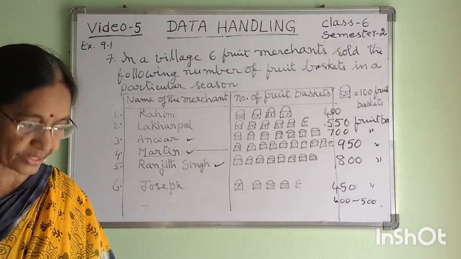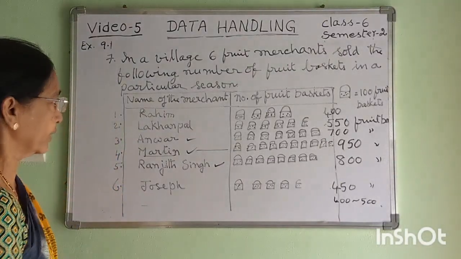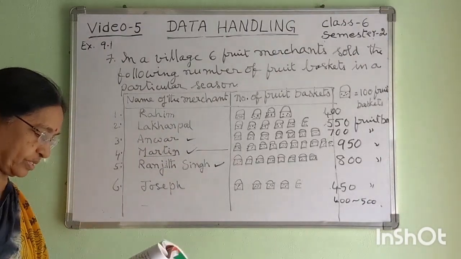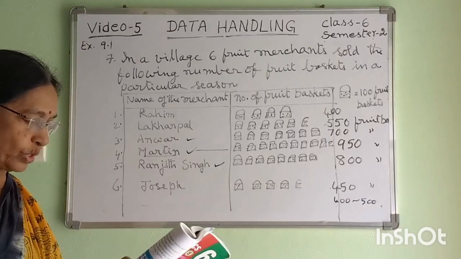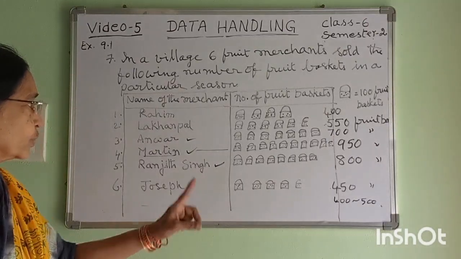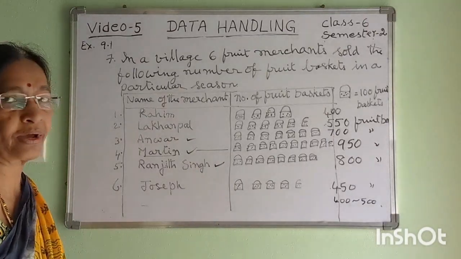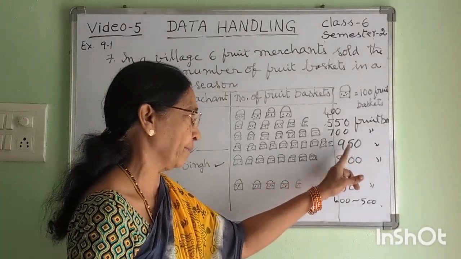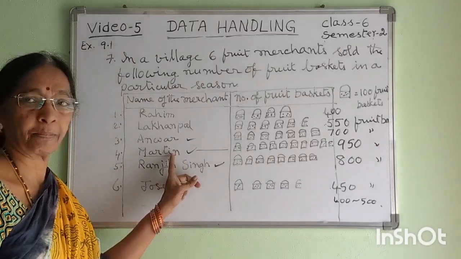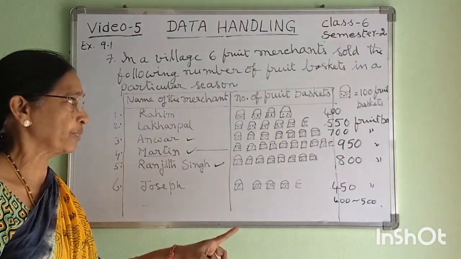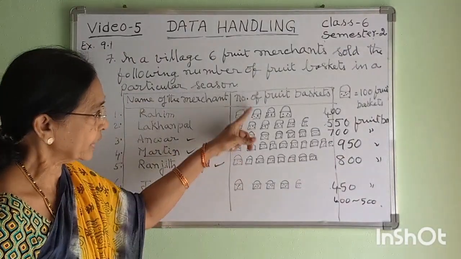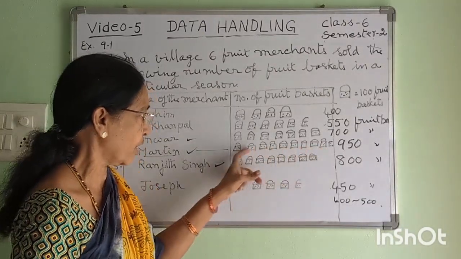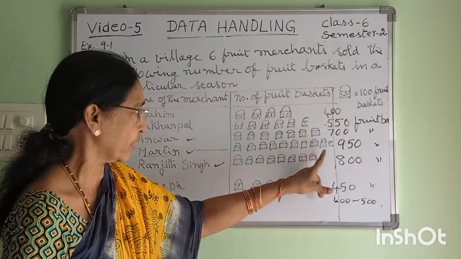Therefore, we will answer the following questions from this pictograph. Look at the pictograph and answer these questions. Which merchant sold the maximum number of fruit baskets? Here 950 is the maximum number. Therefore this merchant, Martin, sold the maximum number of fruit baskets. By looking at the figures also we can tell, there is the maximum number of figures here.